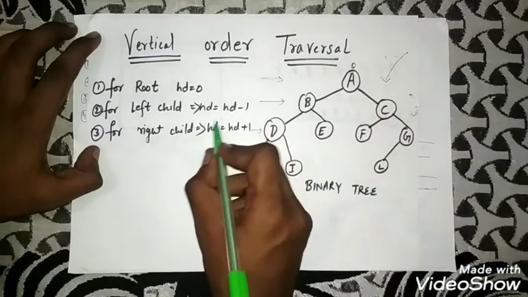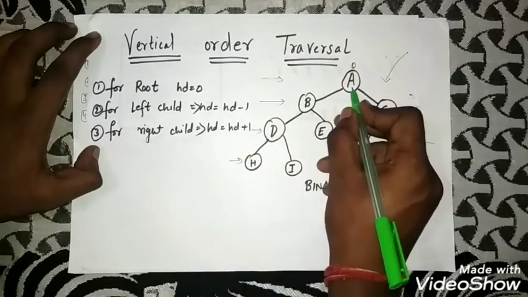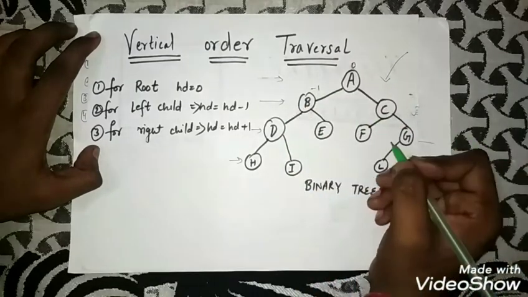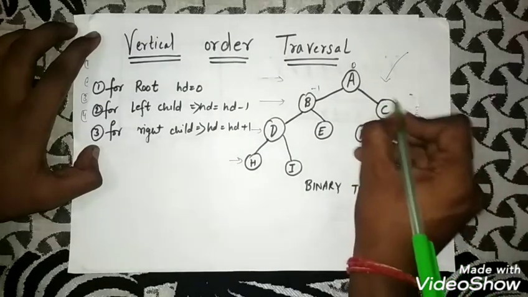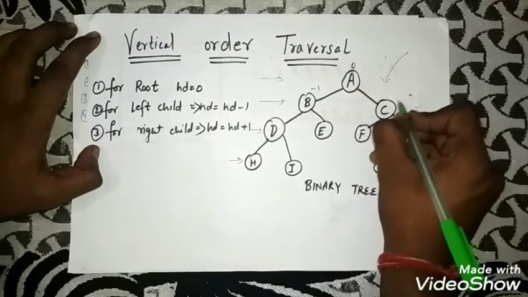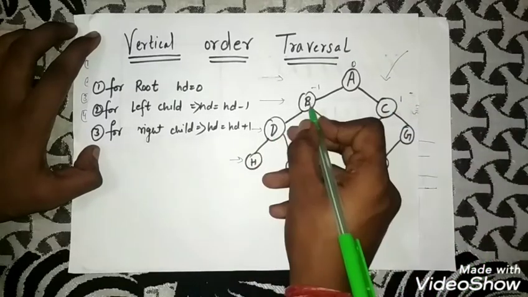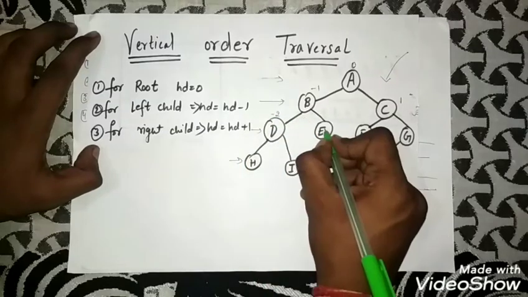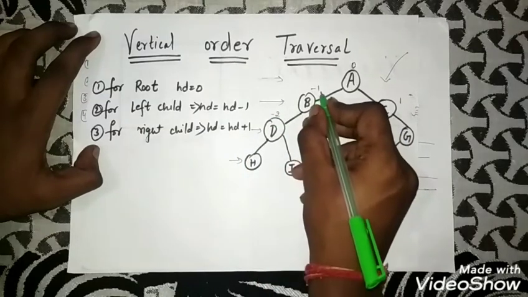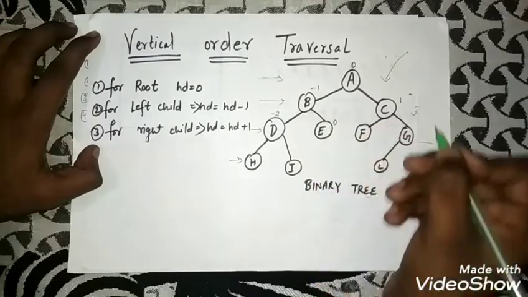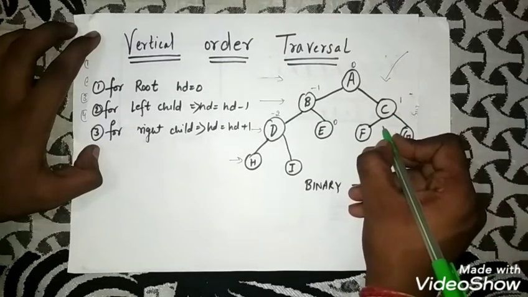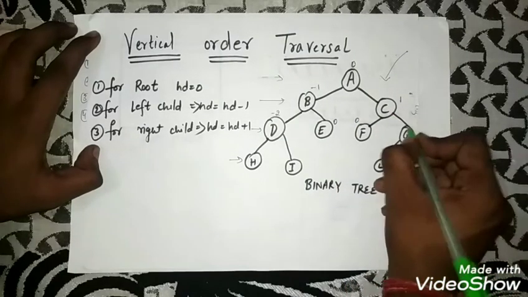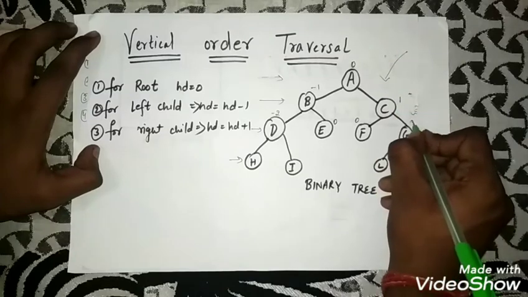For the left child, hd will be hd minus 1. So B is the left child of A, so hd for this is 0 minus 1, equal to minus 1. For the right child, which is C, hd will be hd plus 1. So 0 plus 1 equal to 1. Now D is the left child of B, so horizontal distance will be minus 1 minus 1, equal to minus 2. E is the right child of B, so horizontal distance will be minus 1 plus 1 equal to 0. F is the left child of C, so horizontal distance will be 1 minus 1 equal to 0. G is the right child of C, so horizontal distance will be 1 plus 1 equal to 2.